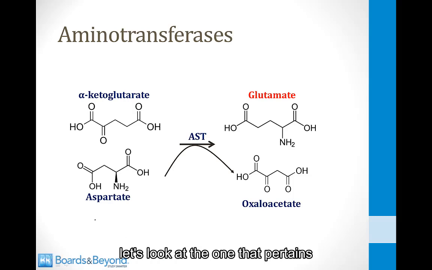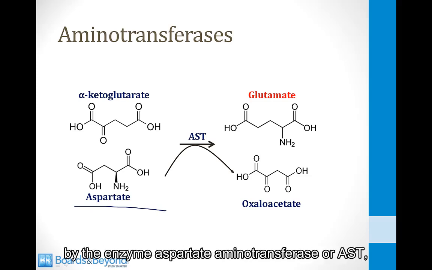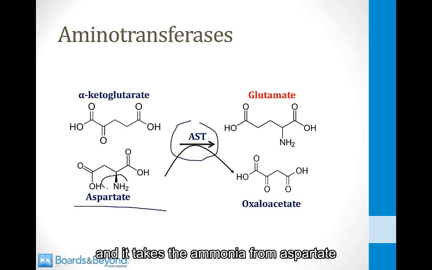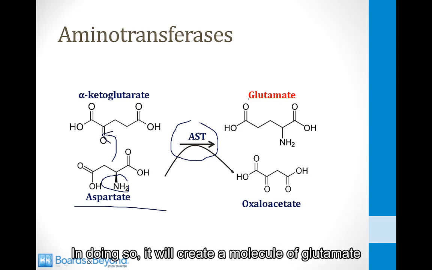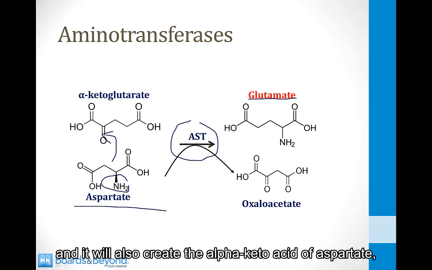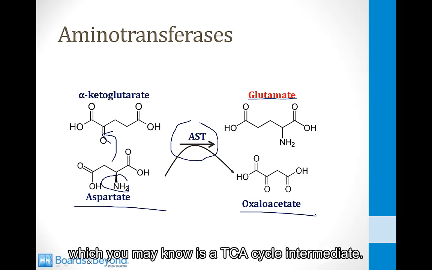Just to make this very clear, let's take a look at one of the aminotransferase reactions. Let's look at the one that pertains to the amino acid aspartate. This aminotransferase reaction is catalyzed by the enzyme aspartate aminotransferase, or AST, and it takes the ammonia from aspartate and passes it to alpha-ketoglutarate. In doing so, it will create a molecule of glutamate, and it will also create the alpha-keto acid of aspartate, which happens to be oxaloacetate, which you may know is a TCA cycle intermediate.